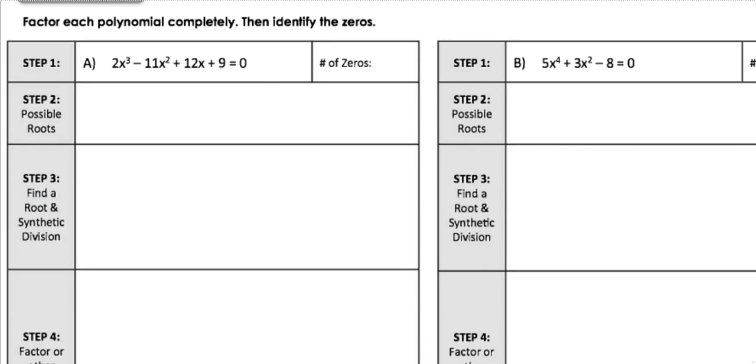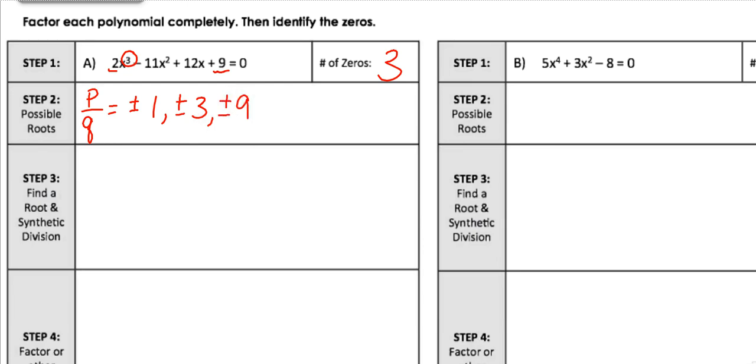So the first thing we're going to do is find how many zeros we need to find total. So we use that degree. With this one, we need to find 3 total zeros, real or complex. So we're going to find the possible roots. We're going to take the factors of 9 and divide them by the factors of 2. When we do that, we get plus or minus 1, plus or minus 3, and plus or minus 9.